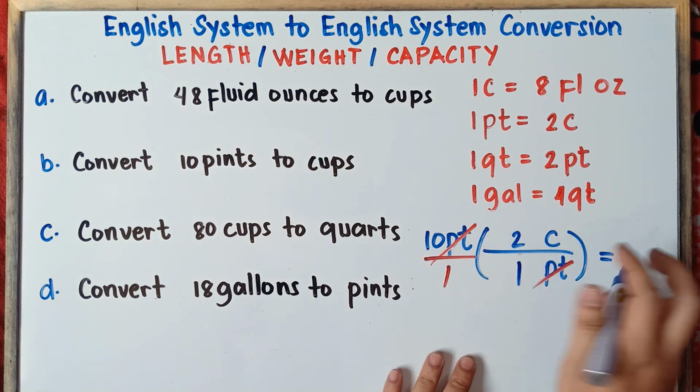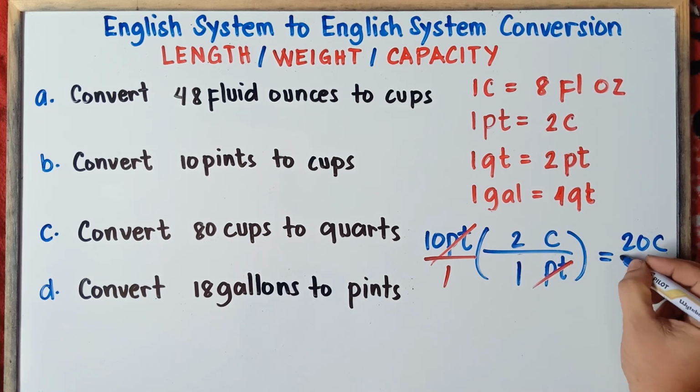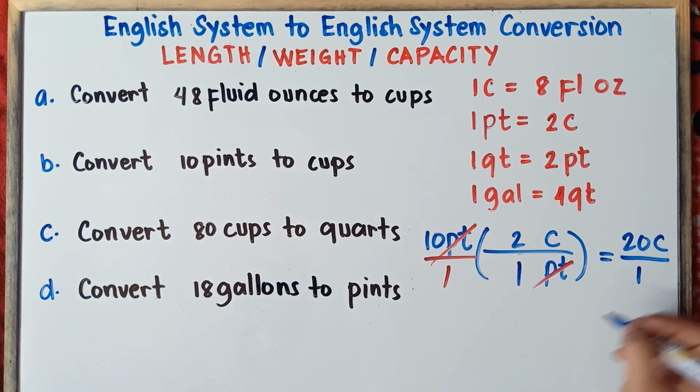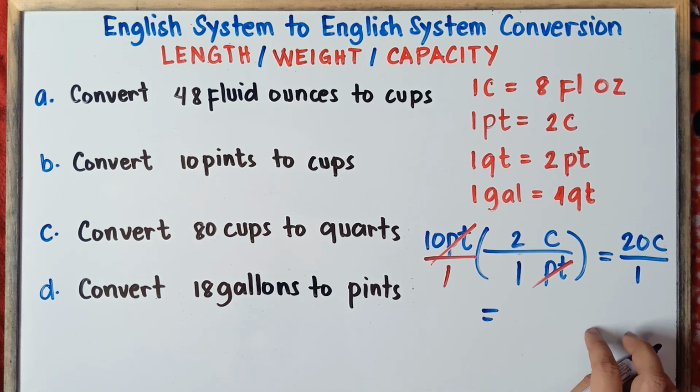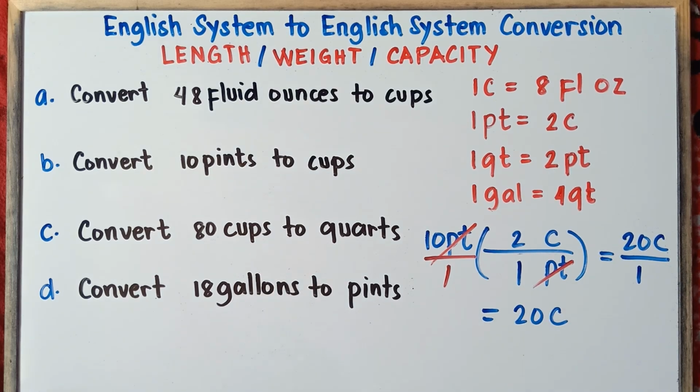So 10 times 2, that is 20. Do not forget the units, cups. Over 1 times 1, that is 1. So 20 divided by 1, the answer is 20. Do not forget the units, cups. That's it, class. That is the answer for letter B. Easy, right?